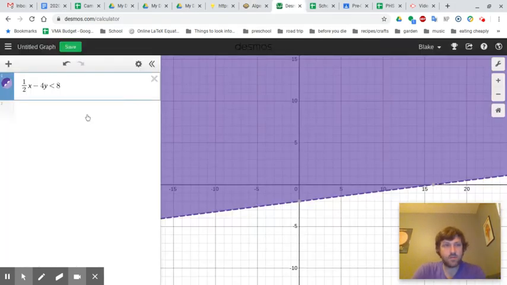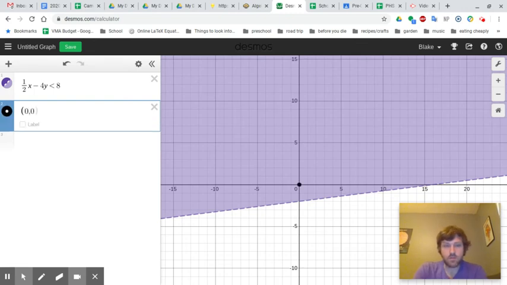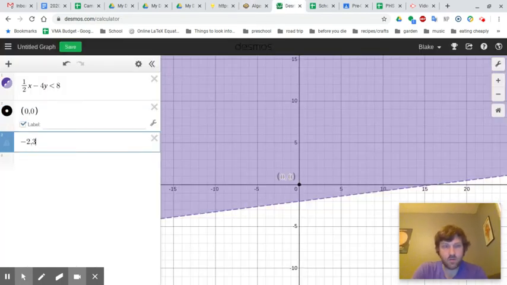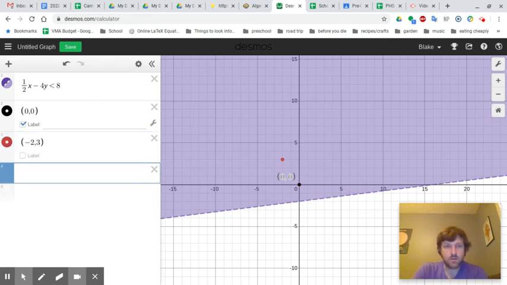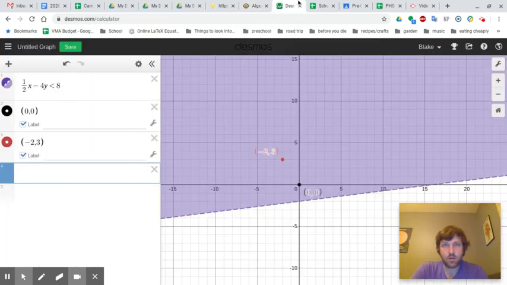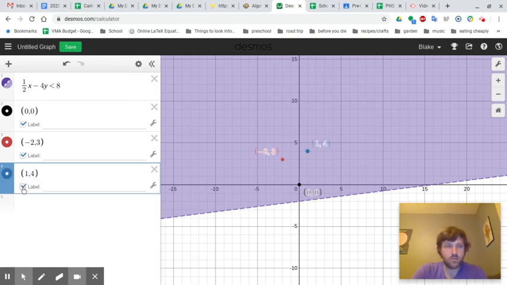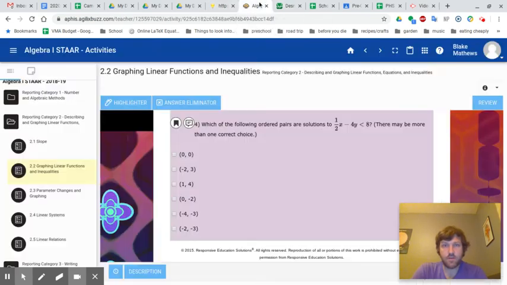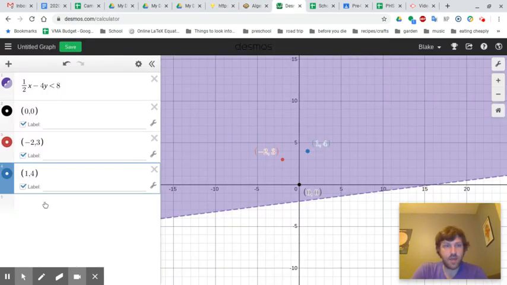0, 0. Okay, that one's in the shaded area, so that's a check. Negative 2, 3. No, yes, that one also is in the shaded area. 1, 4. Okay. 1, 4. Also in the shaded area. 0, negative 2.